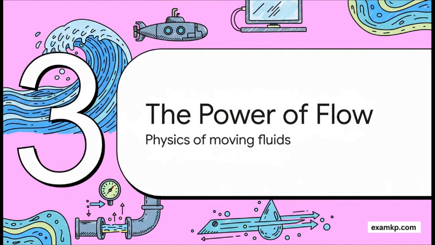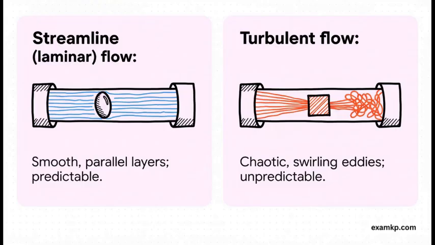It's time to shift gears and dive into the exciting world of hydrodynamics, the physics of fluids in motion. So, when fluids are on the move, they usually flow in one of two ways. You've got streamline flow, which is also called laminar flow. It's smooth, it's orderly, kind of like a gently flowing river. And then you have turbulent flow, which is the total opposite. It's chaotic, messy, full of swirling eddies. Think of water crashing against rocks.